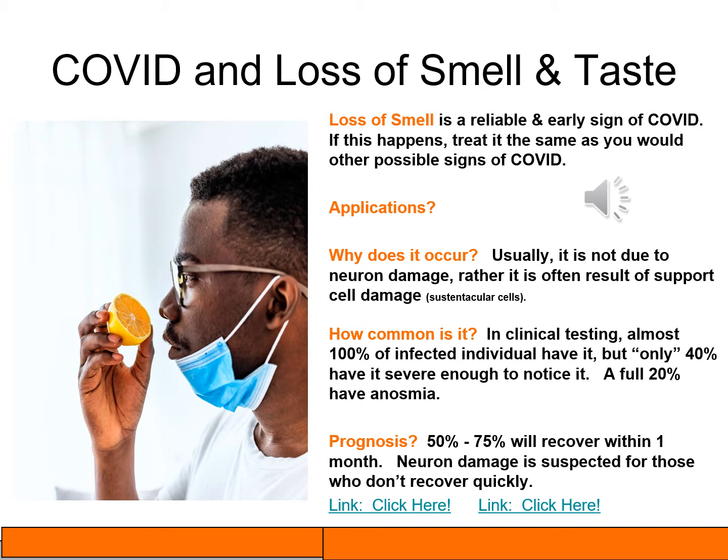Why does this occur? Well, thank goodness, it's usually not due to neuron damage, but rather it's a result of the support cells, the epithelial cells of that region being under attack. How common is this? Well, in clinical testing, virtually 100% of people will have some degree of smell loss, but at a level that is meaningful, at a level that people can actually recognize it, about 40%. But a full 20% of people have full anosmia, meaning no ability to smell whatsoever.